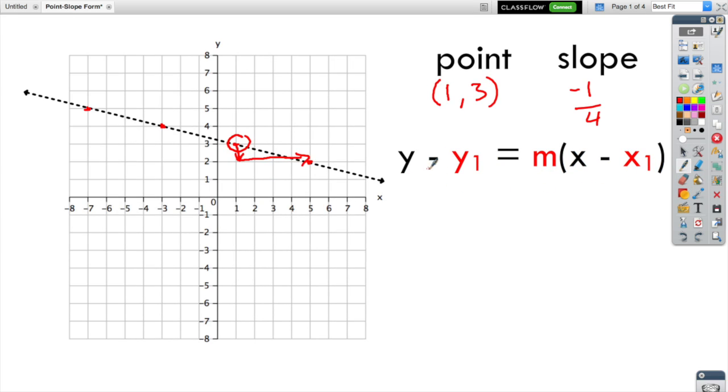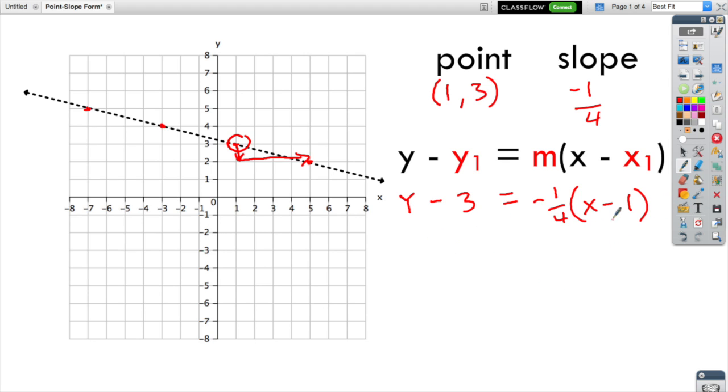And so the idea is that this equation is another way to write linear equations where it's y minus whatever the y coordinate of the point is that our line goes through, in this case 3, you put that here, equals m, the slope, times parentheses x minus x sub 1, which was the x coordinate that our line went through, the point right here. So it makes it really nice. We just have to plug in numbers. y minus y sub 1, which is 3, equals the slope, -1/4, parentheses x minus 1.